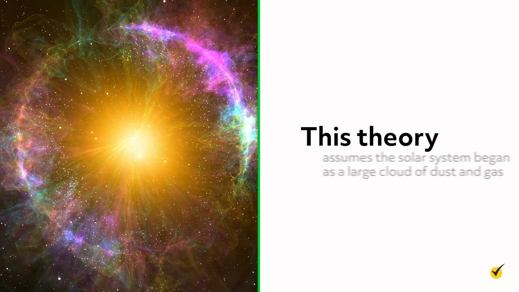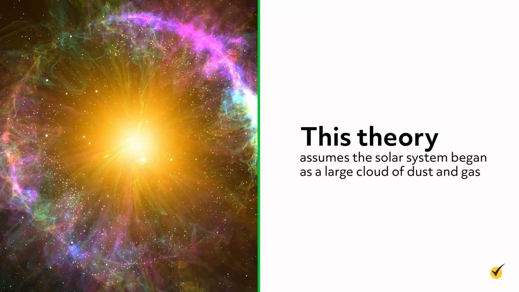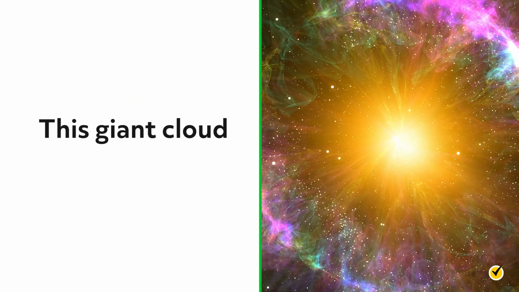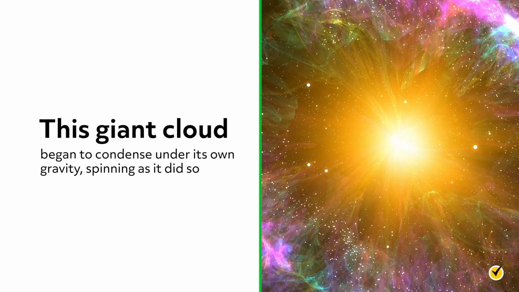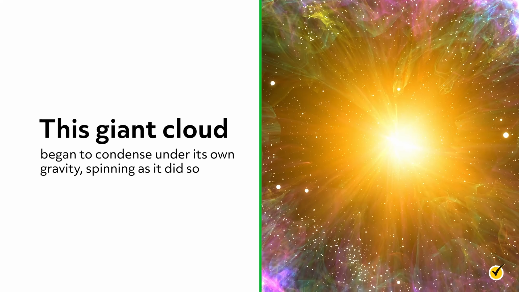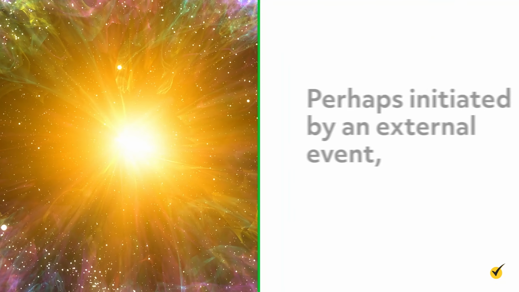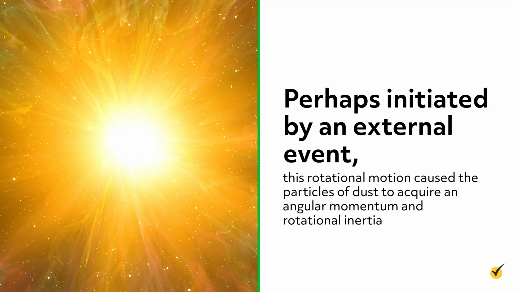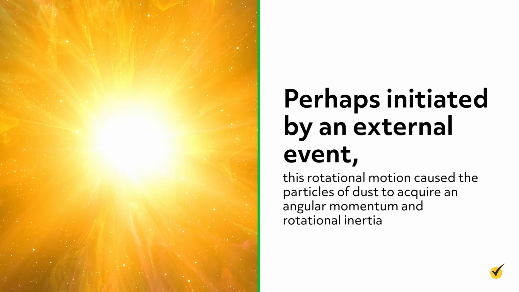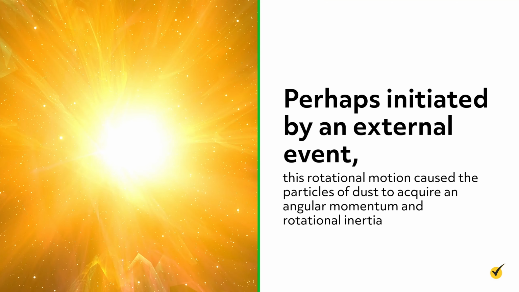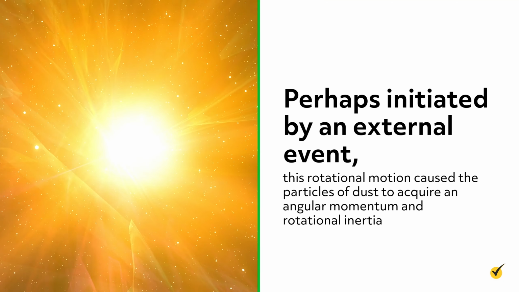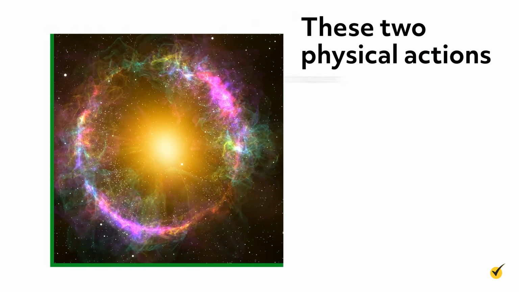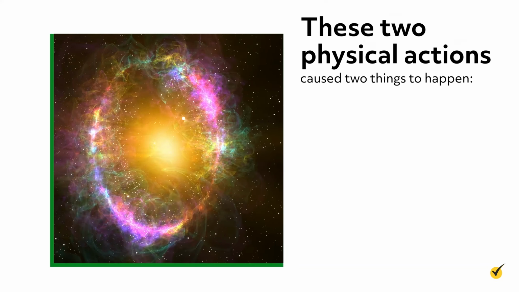This theory assumes the solar system began as a large cloud of dust and gas. This giant cloud began to condense under its own gravity, spinning as it did so. Perhaps initiated by an external event, this rotational motion caused the particles of dust to acquire an angular momentum and rotational inertia. These two physical actions caused two things to happen.